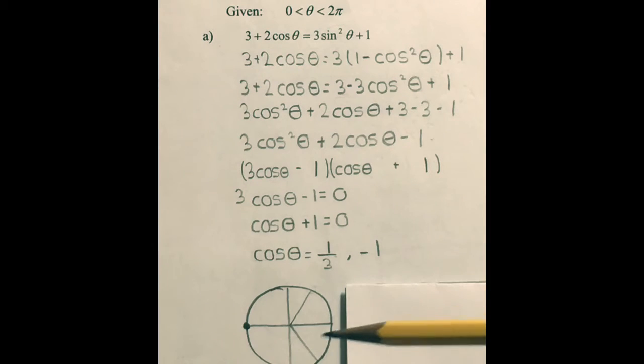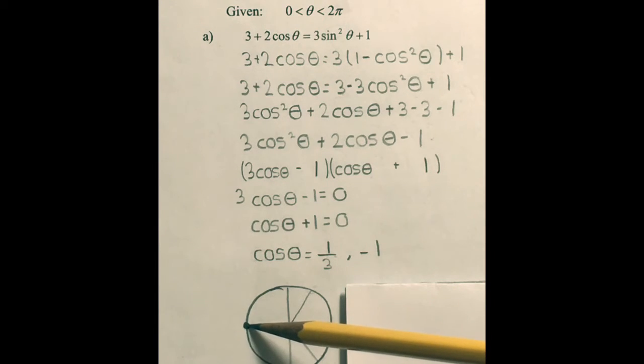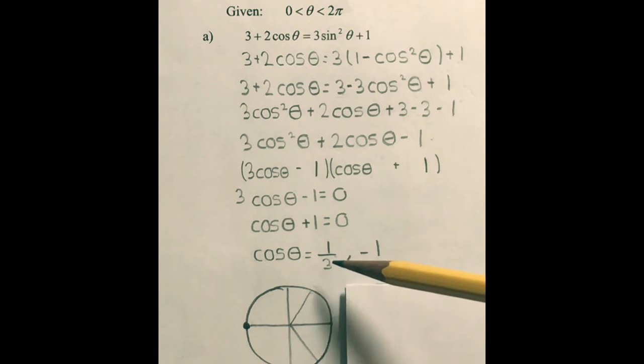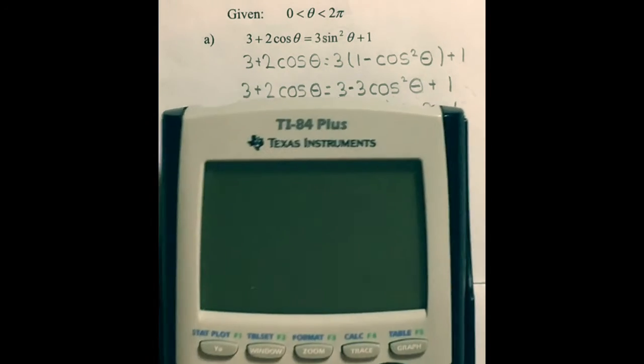So, coming down to the unit circle, we recognize that negative 1 is an exact value. Where cosine equals negative 1 is this point right here. And the answer to that is pi. That location is pi. Now for 1/3, this is not an exact value and we must round to the nearest thousandths. So to do that, we go to our calculator.